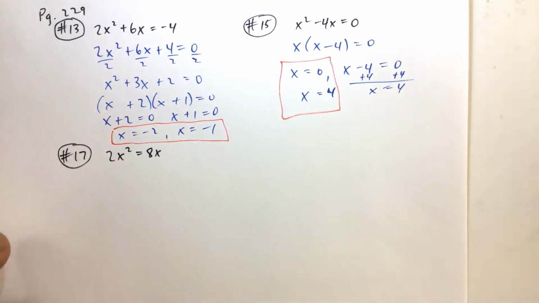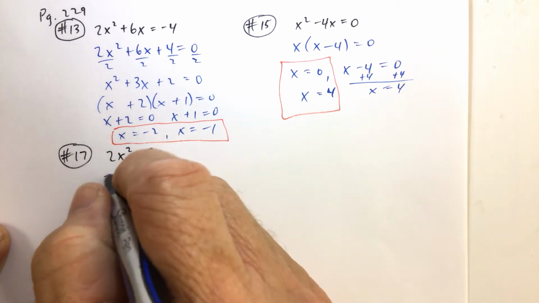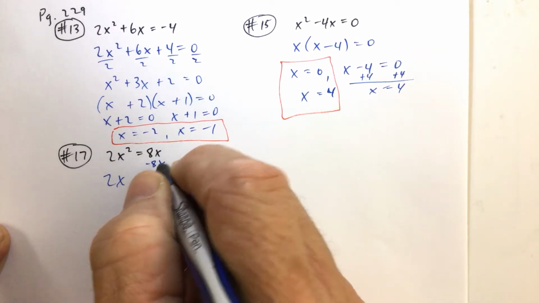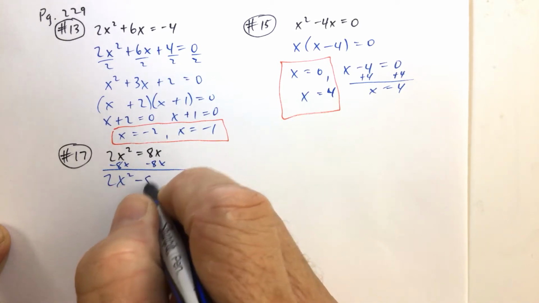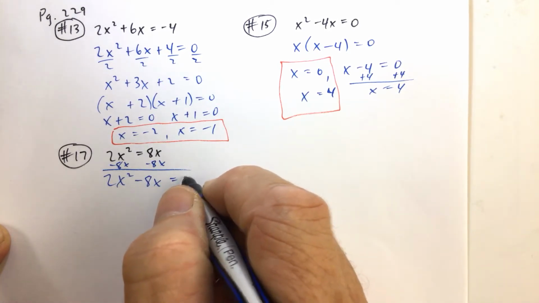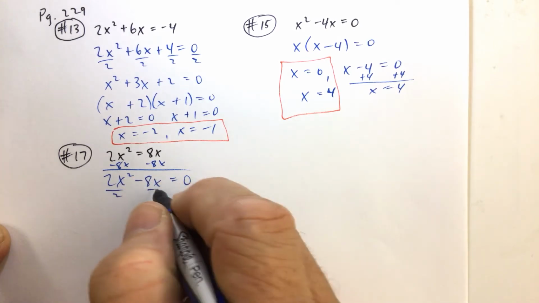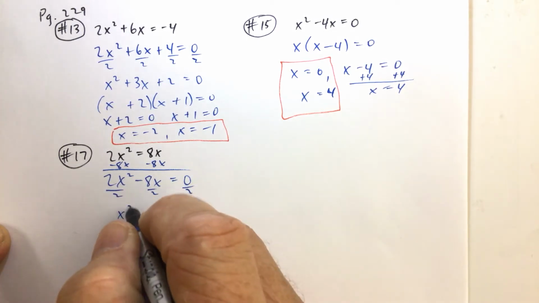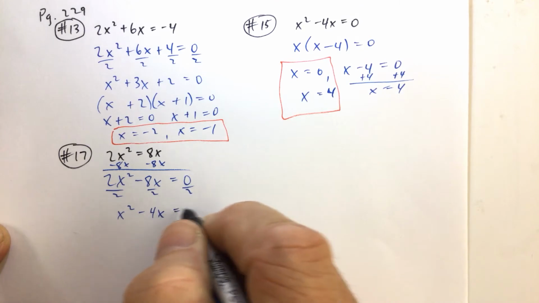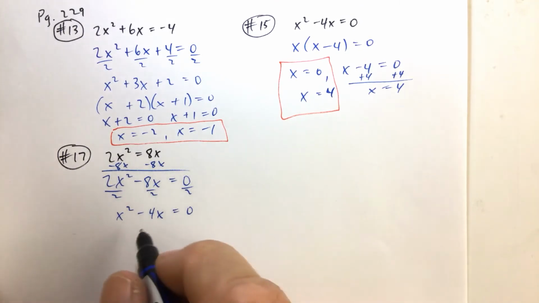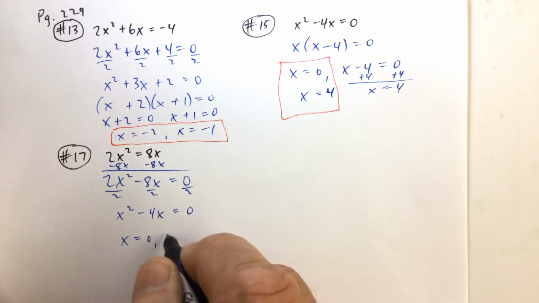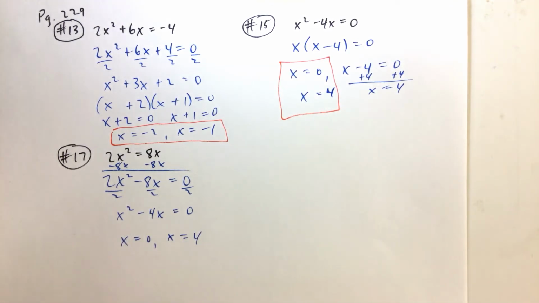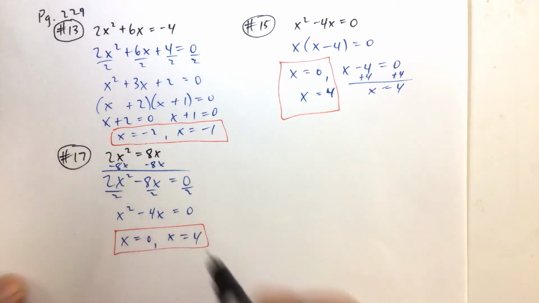In number 17, again, we want to go ahead and gather both terms to one side by subtracting 8x from both sides. And when we subtract 8x from both sides, we can go ahead and divide both sides by 2, which would simplify things a little bit for us. We get x squared minus 4x equals 0. Well, we just solved that over there, and we get x equals 0 and x equals 4. So we solve this one the same exact way we would solve the last one after we divide both sides by 2.